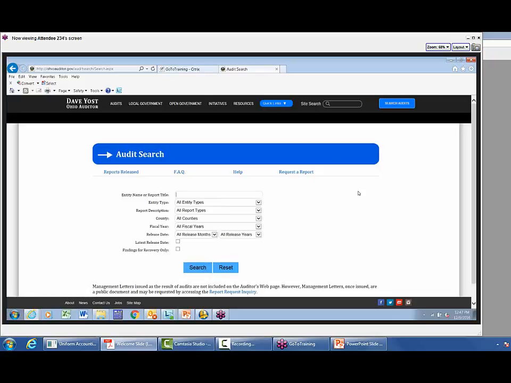So if you need to get your prior year's information from our website, that's how you do it. Audits, Search Audits, and then once you click on Search Audits, you can type in your entity name. You can type in what county you're in, what fiscal year you're looking for, and so forth.